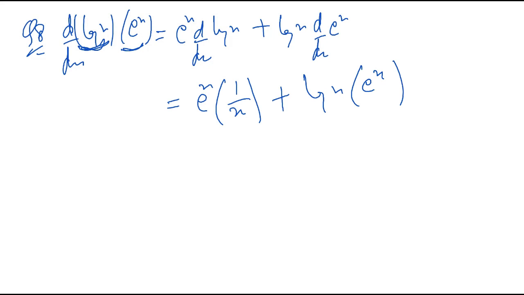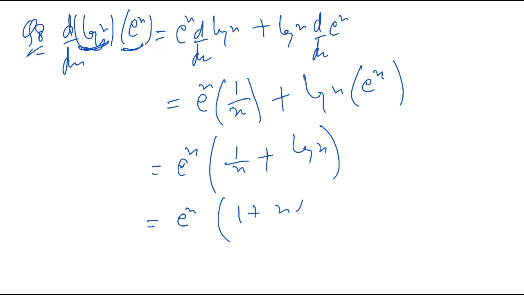Now, what I can do is take e power x as common. In the bracket, I will be left with 1 over x plus log x. You can leave the question and give the answer here. If you want to do some more simplification, it can be rewritten as, if I take LCM here, 1 plus x log x, and in the denominator there will be x, and I will take this x out. It will come just below the e power x. This is the required answer. I can do one more question.